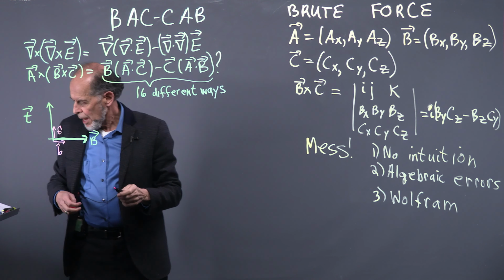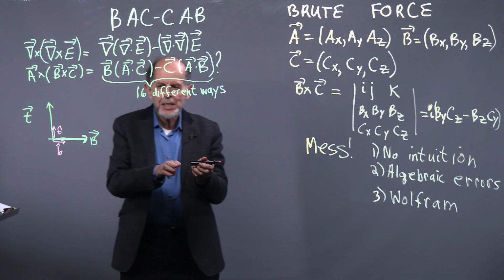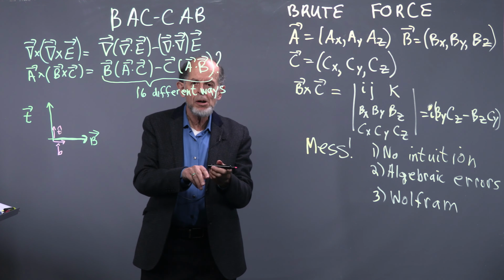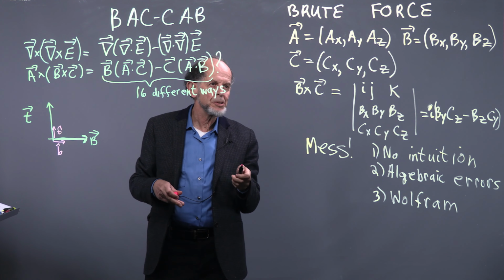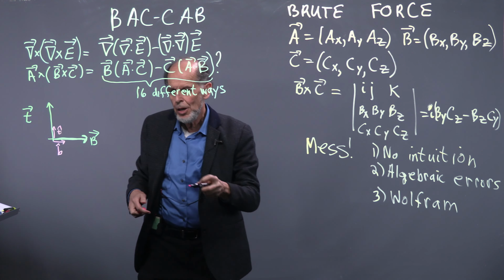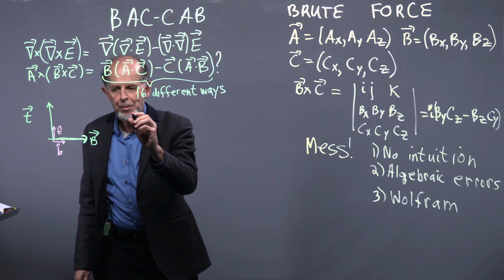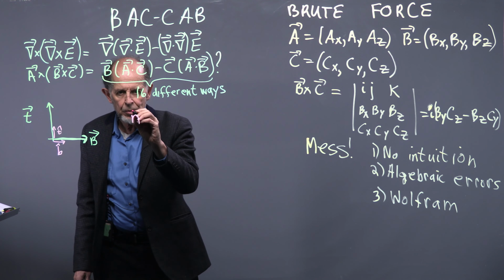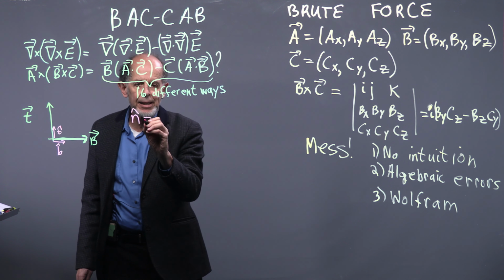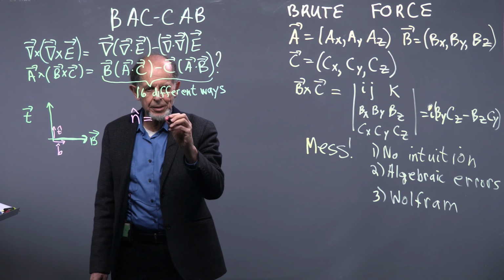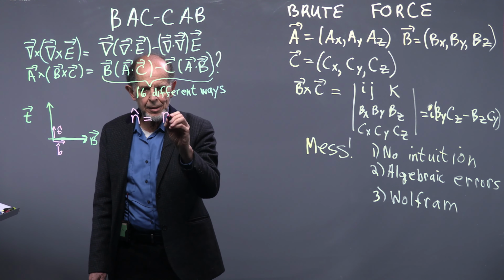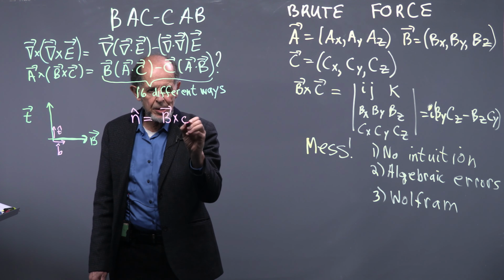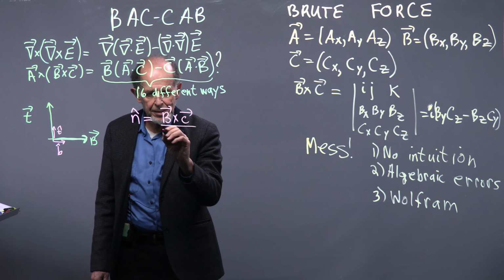Now, I just said that when you're in the BC plane, you get a normal vector, which is in the direction of the cross product. So we can define a third unit vector n, and that unit vector n is going to be, and I've got a different color, B cross C divided by the magnitude of B cross C.